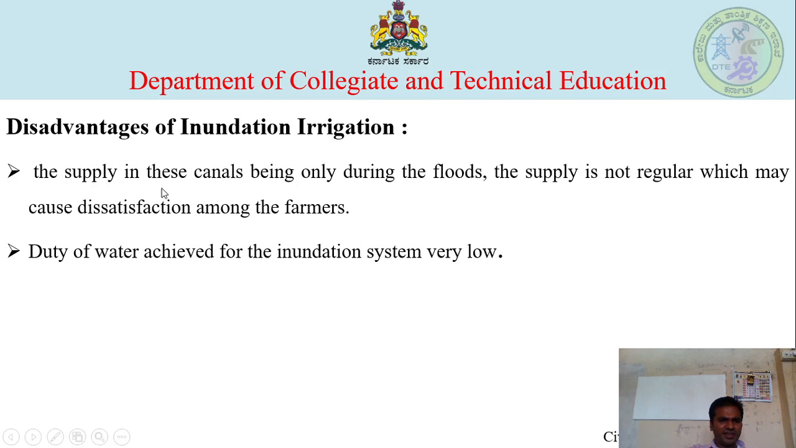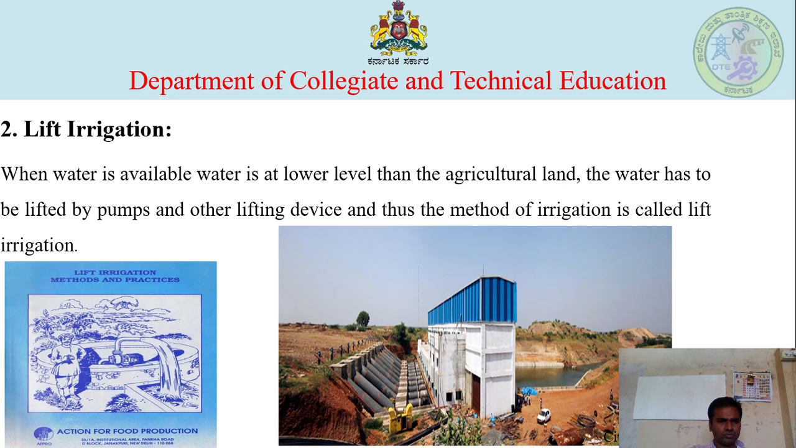The supply in these canals is only during the flood seasons. The supply is not regular, which may cause dissatisfaction of the farmers. Duty of water achieved for the inundation system is very low.